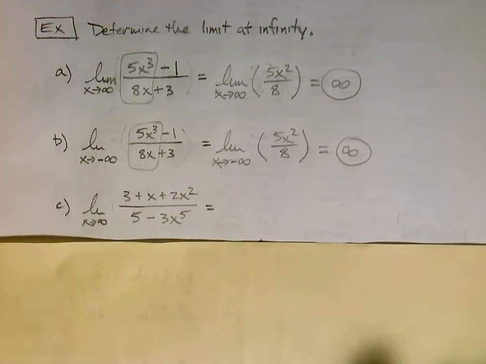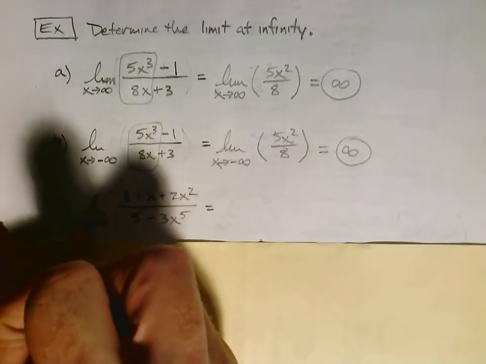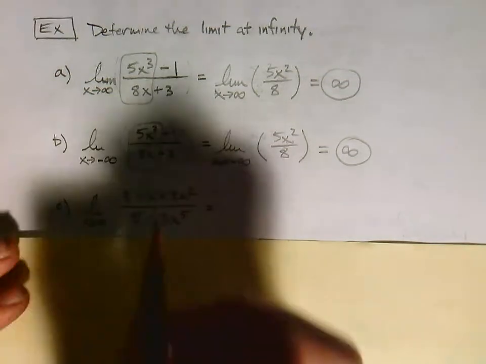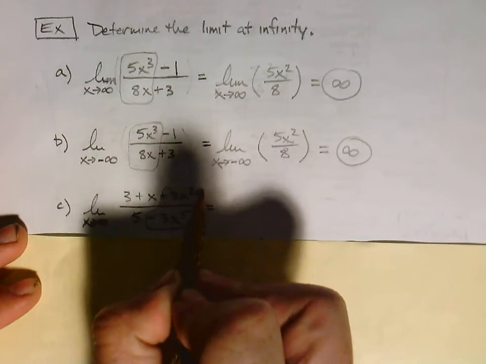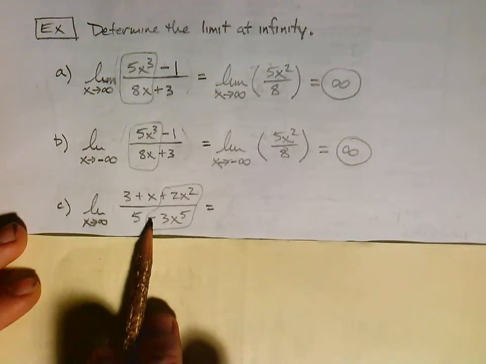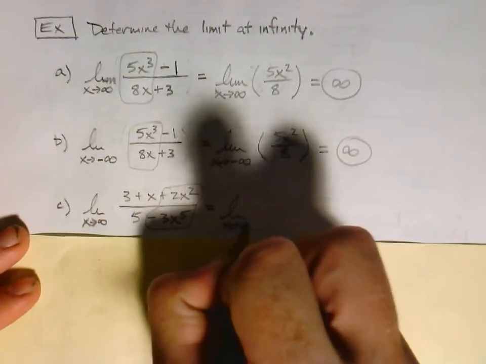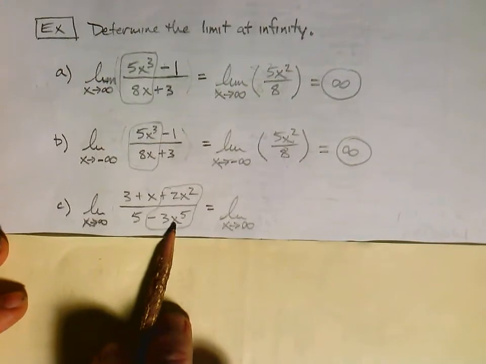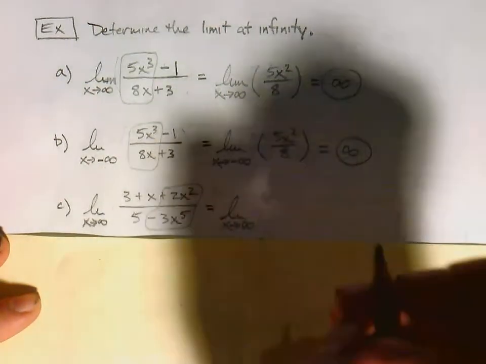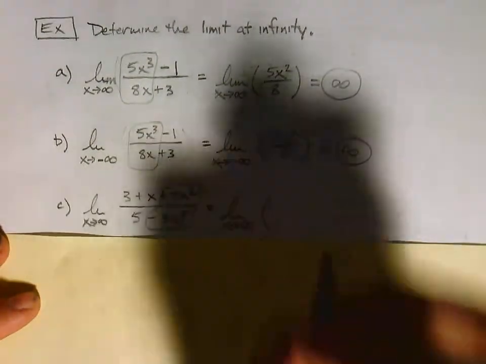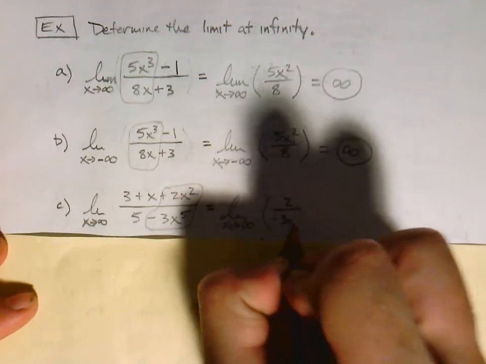Part C. We have the limit as x approaches infinity of 3 plus x plus 2x squared over 5 minus 3x to the fifth. Well, we'll take the biggest powers, so we have positive 2x squared. Don't forget the minus sign here, negative 3x to the fifth. And so this is going to be the limit as x approaches infinity. Now here the power on x is bigger in the denominator, so when we reduce, we're going to have 2 over negative 3x to the third.